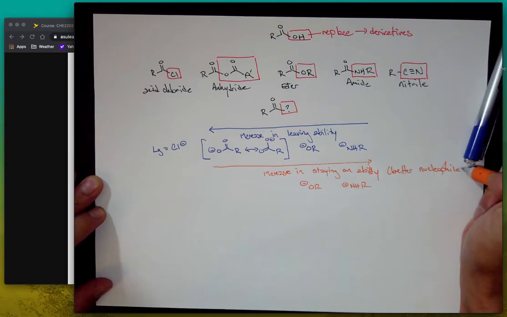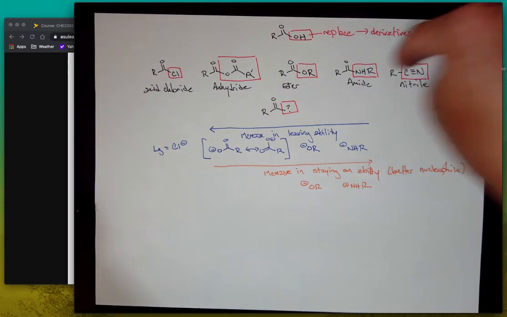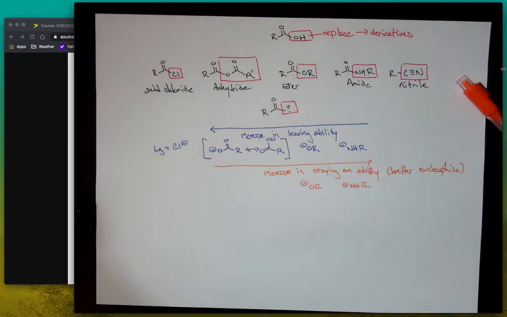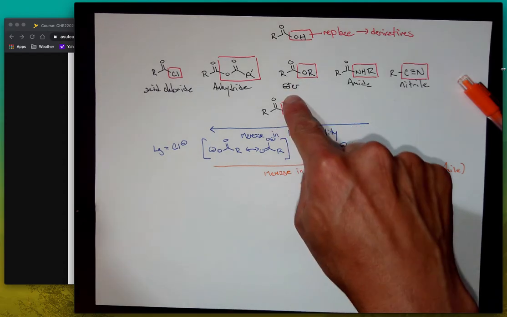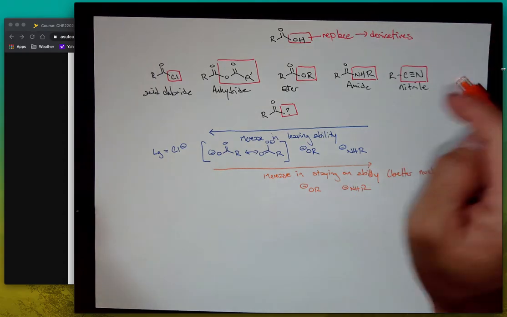These species are made as better leaving groups. So if we're asking the question of how come acid chlorides can be used to make anhydrides, esters, amides, and nitriles, they can make 1, 2, 3, 4 different carboxylic acid derivatives. How come anhydrides can only make 1, 2, 3 different types of derivatives? How come esters can only make amides? And how come amides can't really make anything except nitriles?